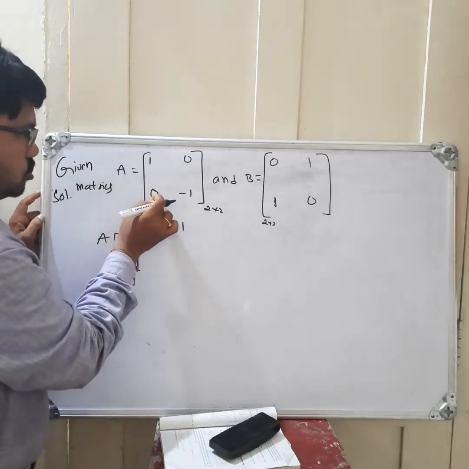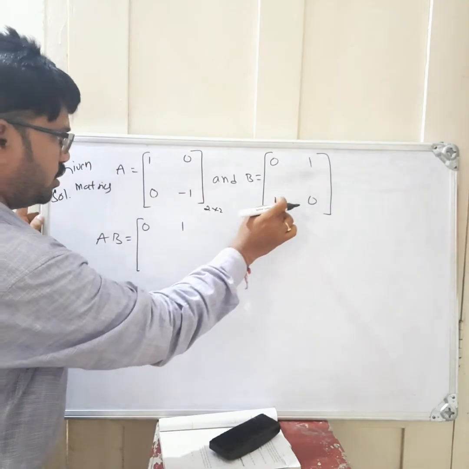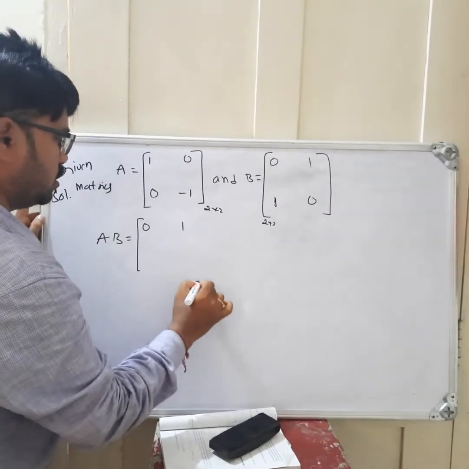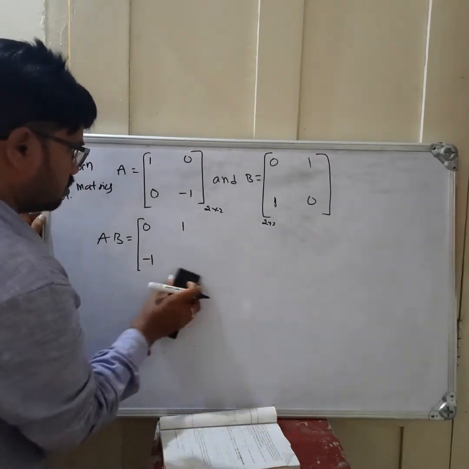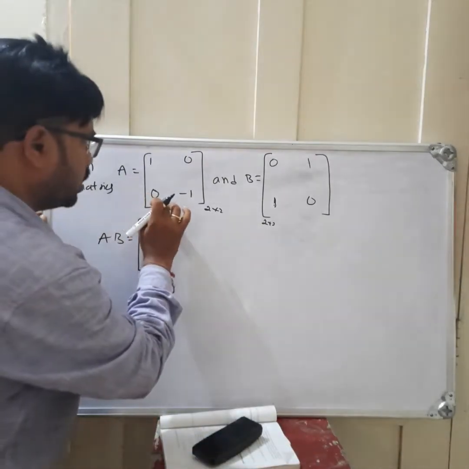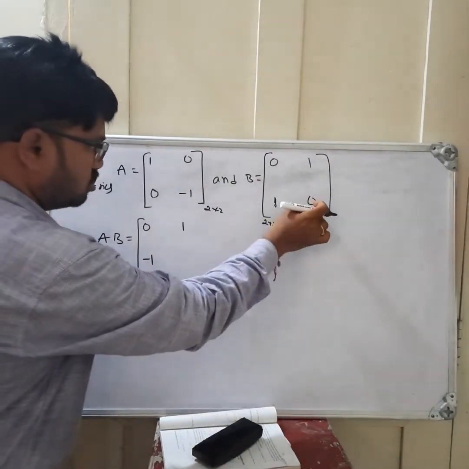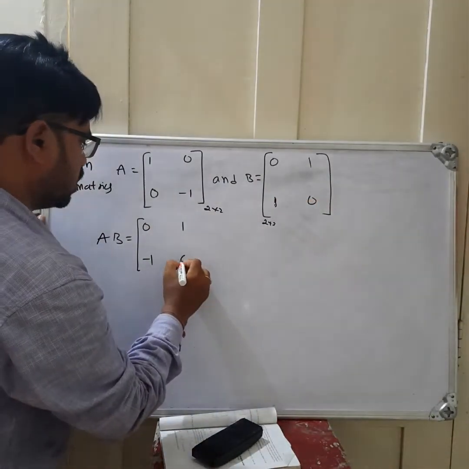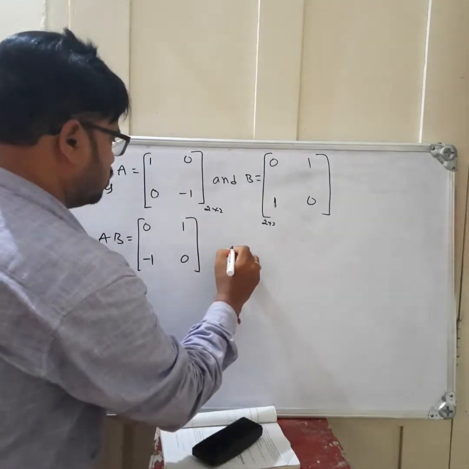Next 0 into 0, 0. Okay, next minus 1 into 1, minus 1. That means 0 minus 1, again you get minus 1. So this value is minus 1. Next 0 into 1, 0, plus minus 1 into 0, 0. So 0 plus 0, again we get the value 0. This is AB.